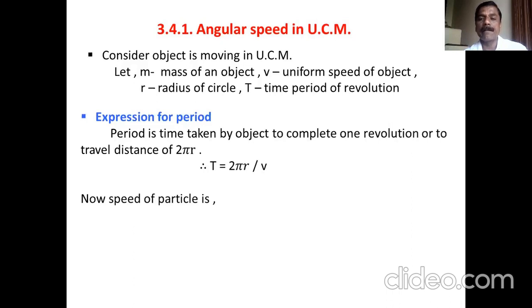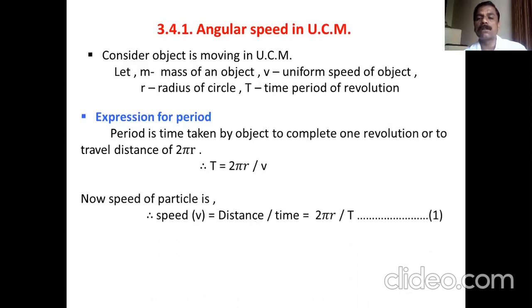Now we can make the equation for the speed of the particle. We can change this equation by taking v on the left hand side. So v is equal to 2 pi r divided by T. This is the expression for the speed, or we can say this is an expression for the velocity.